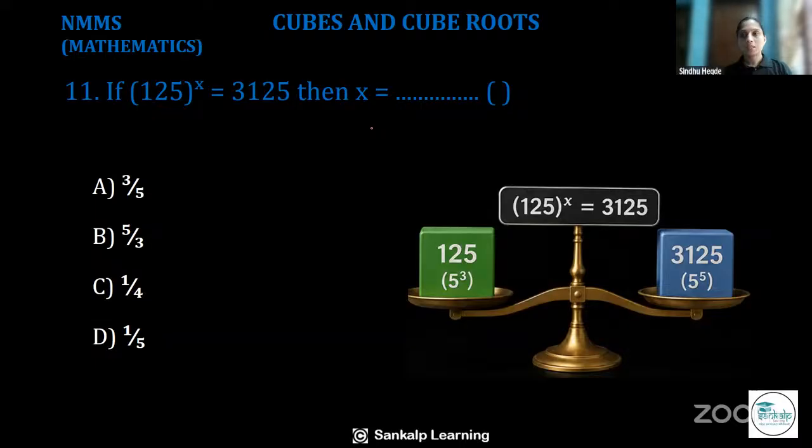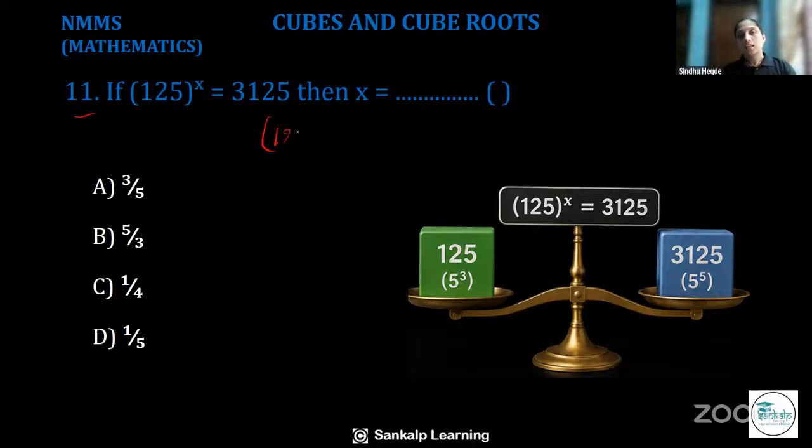Let us see question number 11 of the chapter Cubes and Cube Roots. If (125) whole raised to x is equal to 3125, then x is equal to what? Option A, 3 by 5; option B, 5 by 3; option C, 1 by 4; option D, 1 by 5.